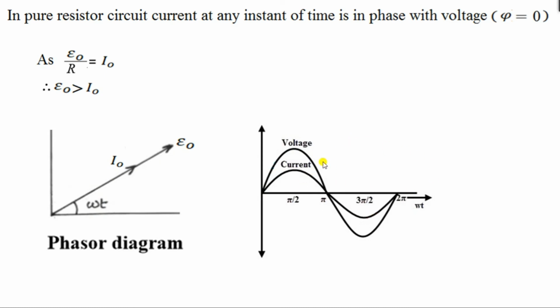So this is the graph between voltage and current for AC through a resistor, and you can see voltage and current are in the same phase. They start at the same point, at the same time, and they end at the same time. So there is no phase difference between voltage and current.